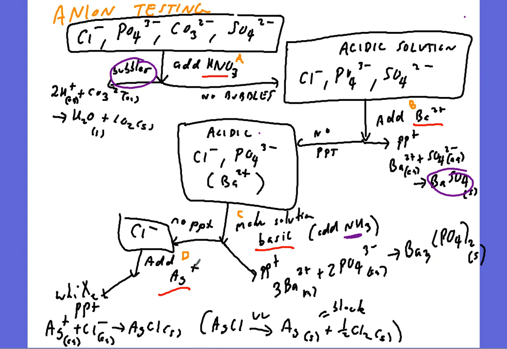The next step, we add silver ions, because if there's any chloride ions in there, they wouldn't have reacted with nitric acid or barium, but if we add silver ions there and it forms a white precipitate which turns dark in the sunlight, that must have been chloride ions in the solution. If we don't get any bubbles, don't get any white precipitate or any white precipitate that turns black, there might have been nitrate ions or something in there, but that's how we do our anion testing.